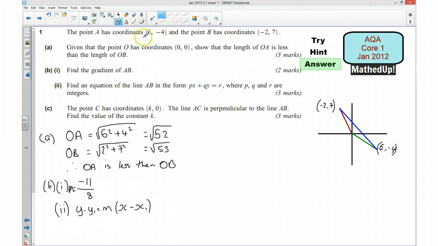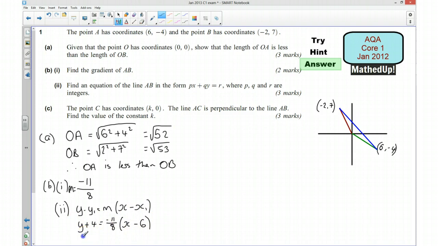So I'm going to choose this set of coordinates here. So y take away y1 is going to be this here, so that's going to be y take away -4, which is y plus 4, is equal to m, which is -11/8, and over here we're going to have x take away that coordinate there, which is 6. Okay, so I can expand this out, but before I do that, because I know that I want everything to be in integers or in whole numbers, I'm going to multiply everything by 8.